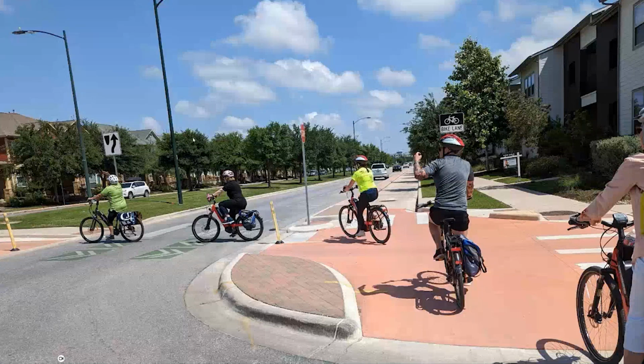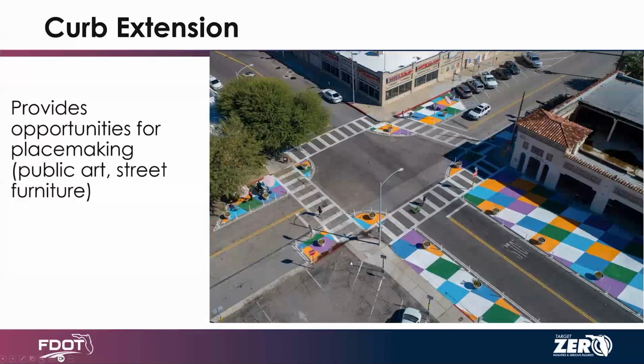This is just a picture of where a curb extension was installed, and this is effectively a protected intersection as well. There's enough space at the intersection to extend the curb and provide a protected intersection, which allows for basically two-stage bicycle left turns. We're going to get into that countermeasure on a future slide.